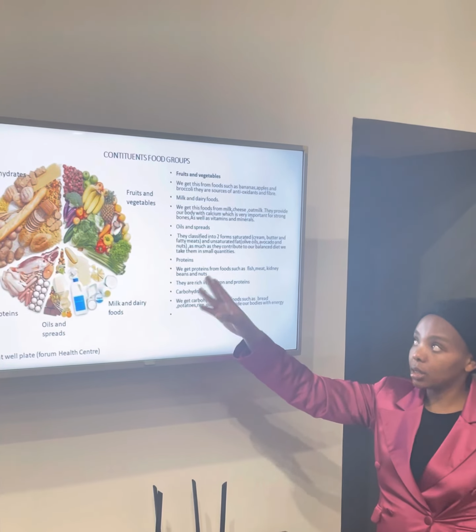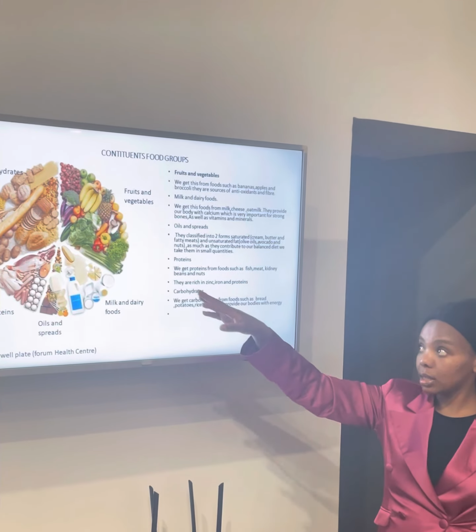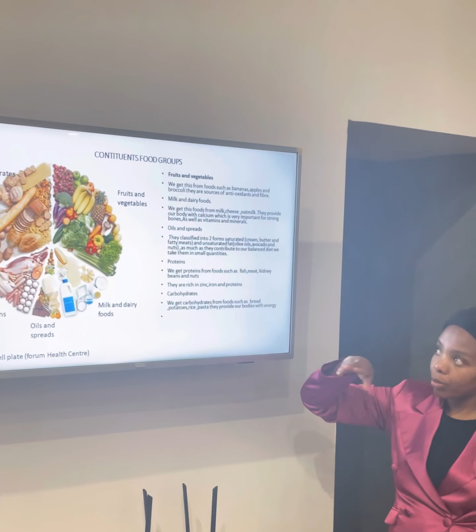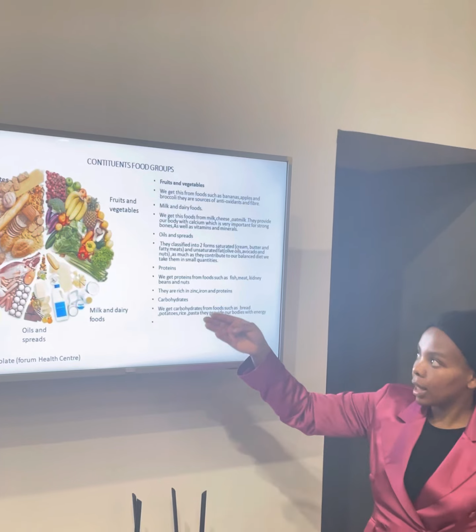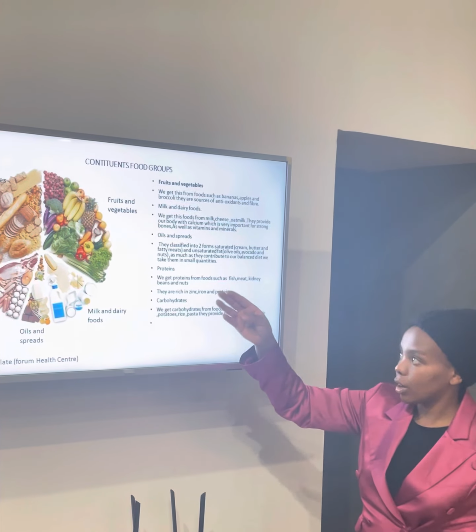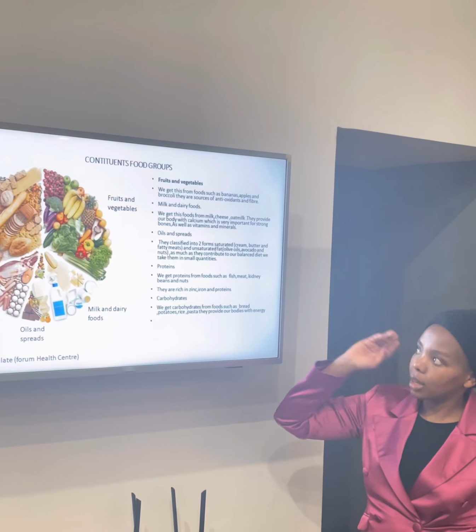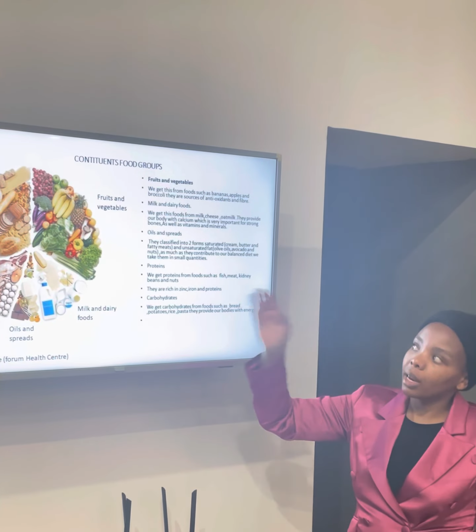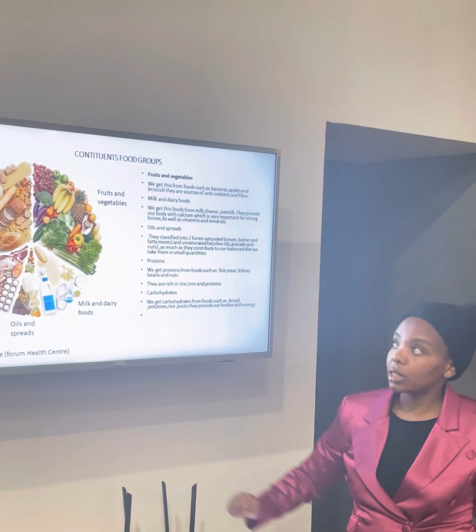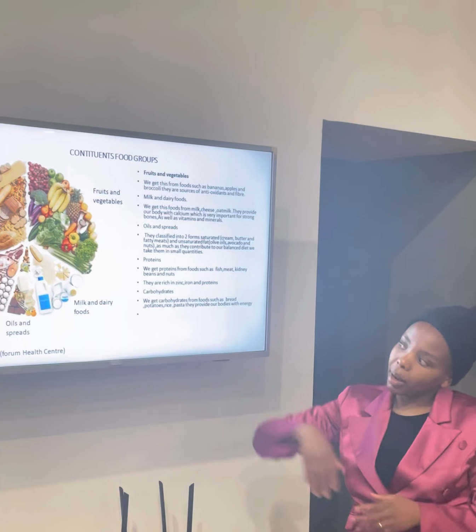And the next one is fruit and vegetables. These are essential for our body because they act as antioxidants and a form of fiber, and we get them from foods as we can see them up here.